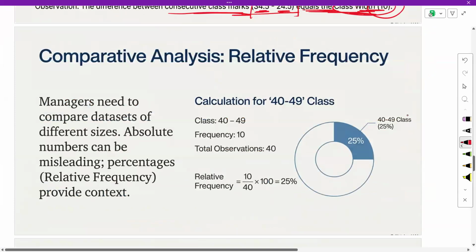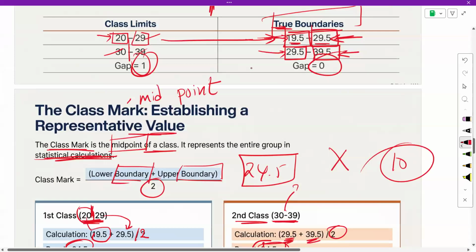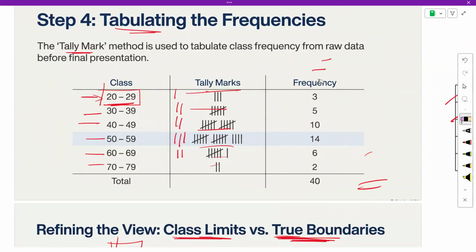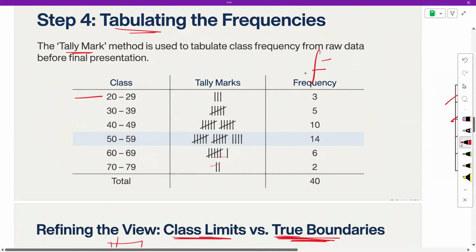The comparative analysis and relative frequency. When you look at the table, you see here a frequency distribution. It represents classes and the respective frequency. To get more insights, this is the absolute value. Absolute value means this class alone took 3, this class alone 5, this class 10.